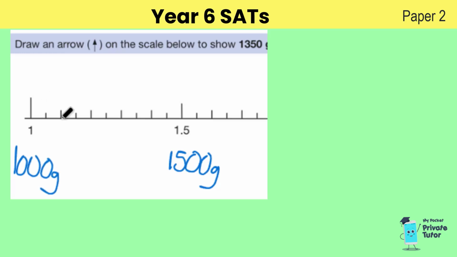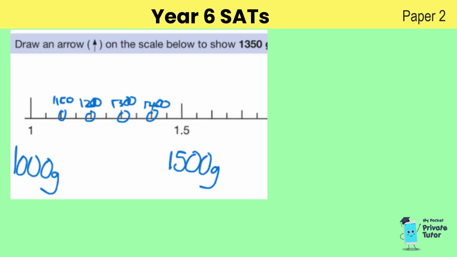We can use these little lines in between to figure out what the scale is. Now you can see there's a small line and a larger line. There's 1, 2, 3, 4, and then 5. So that tells us that these are all going up in 100. So this would be 1,100, 1,200, 1,300, and then 1,400.